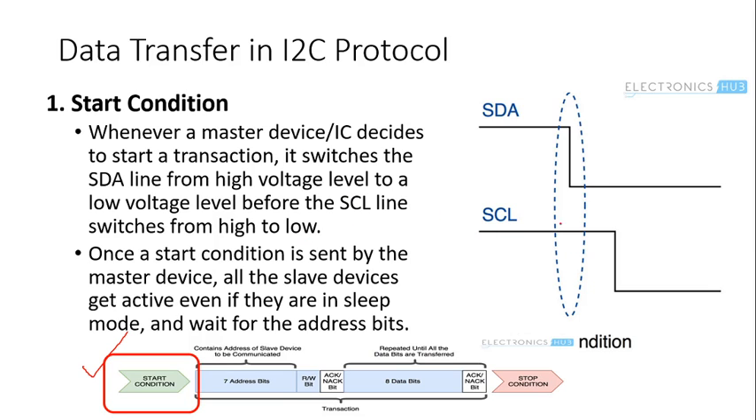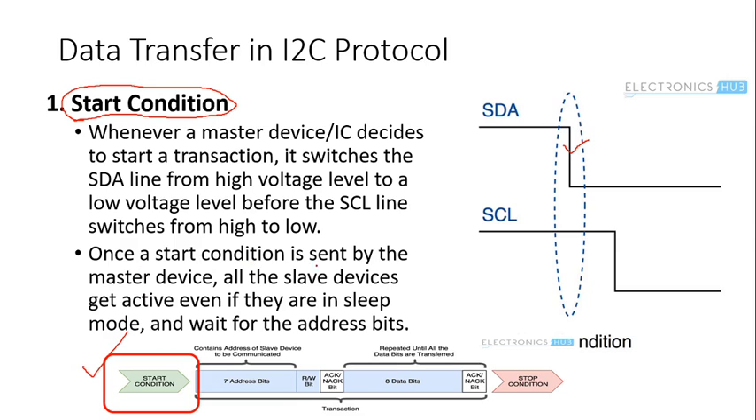Now serial clock must be high, and serial data line must have the transition from high to low. This is called the start condition for the I2C protocol. Remember, I repeat it: for the I2C protocol start condition, we are talking about the first part of the data transfer. In this start condition, serial clock is high and serial data line switches from high to low. This is called the start condition.